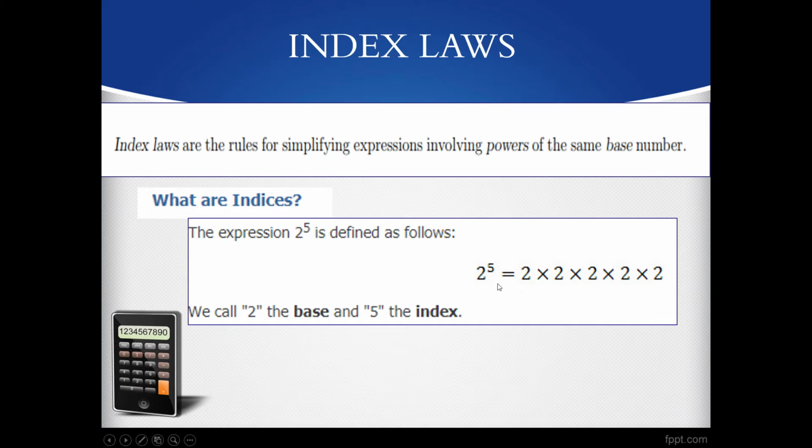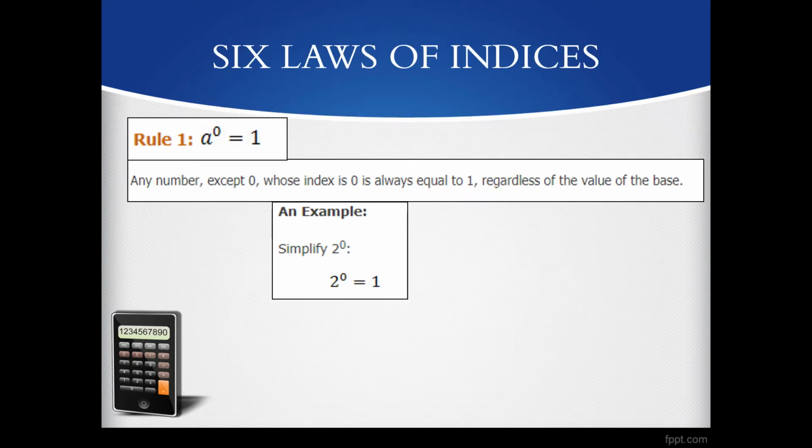2 raised to 5, or 2 to the power of 5, is equal to 2 multiplied by 2, 5 times. Okay? And we call 2 the base. So 2 here is the base and 5 here is what you call the index. In other words, 5 there is the index or the exponent. Now let's talk about the laws of indices.